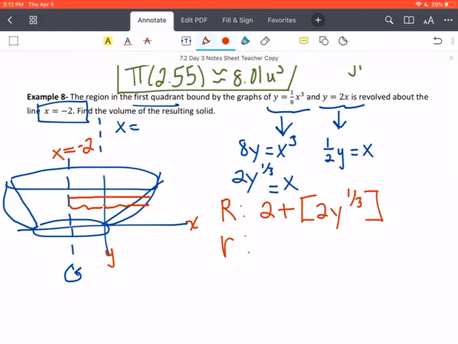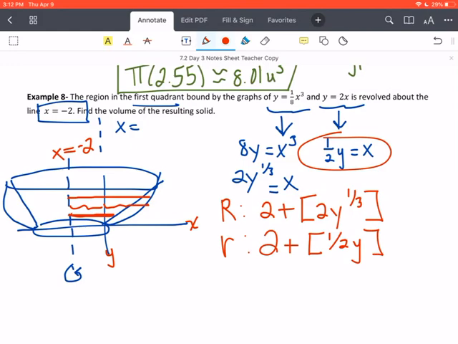Okay, and then for our little r, same idea. I'm drawing in my rectangle to the closer function and thinking about the little chunk to the y-axis is going to be defined by the function value, but I have to add 2 because I have to get backwards to the axis of revolution. So I have 1/2 y that I'm adding it to.